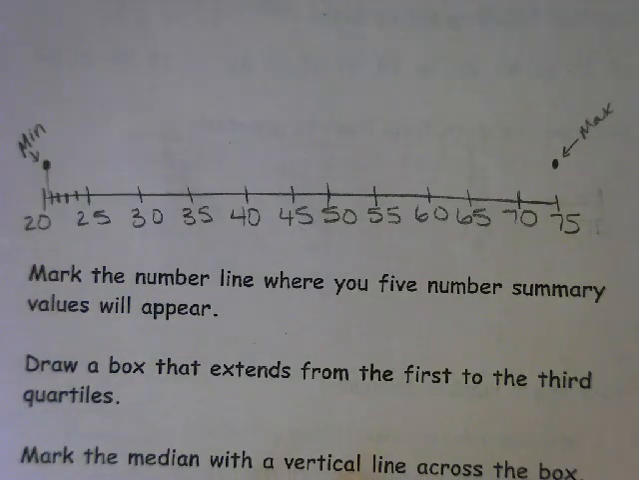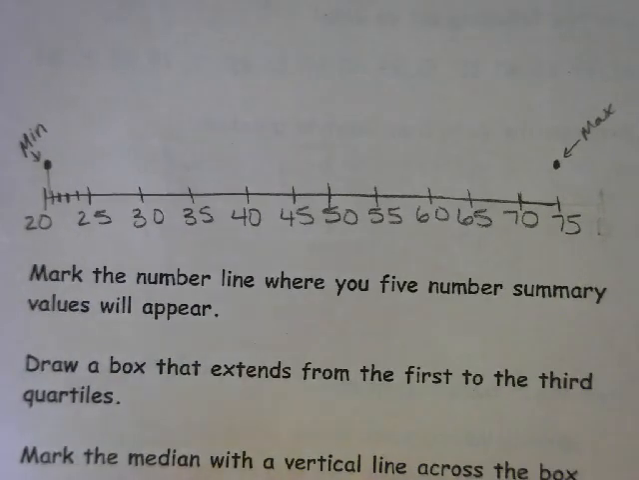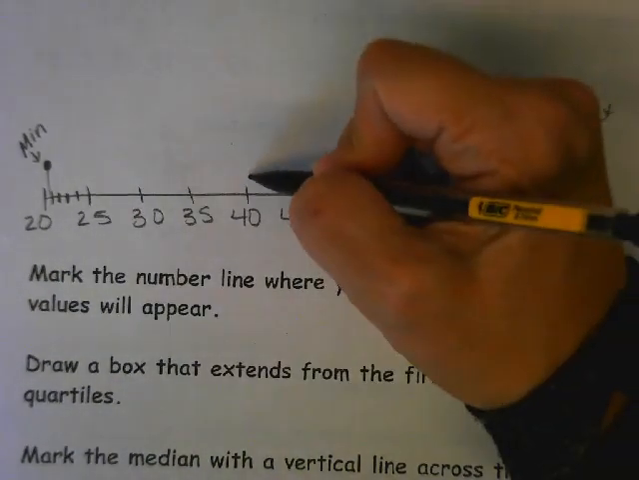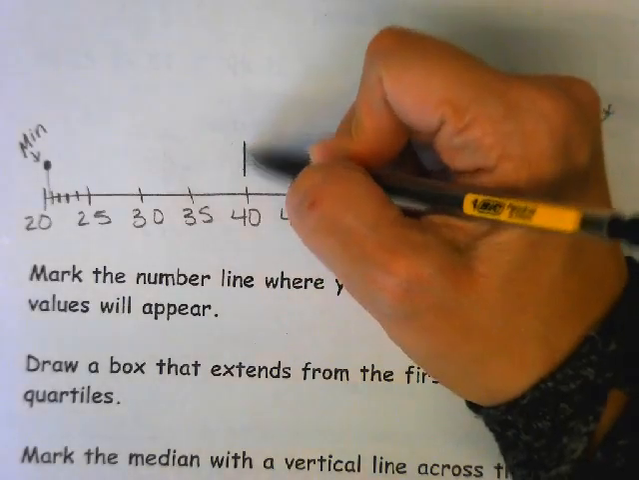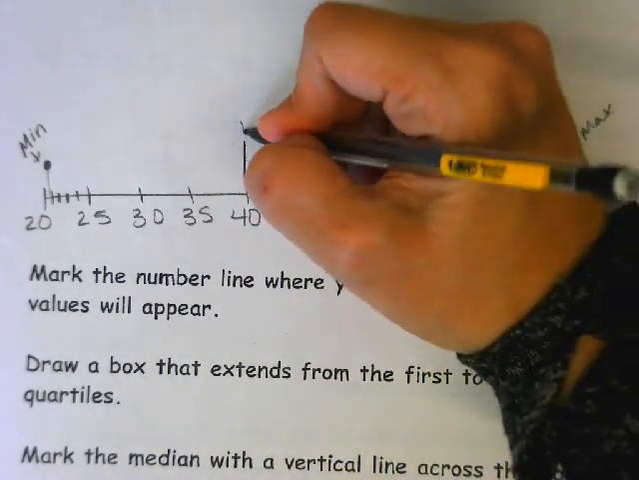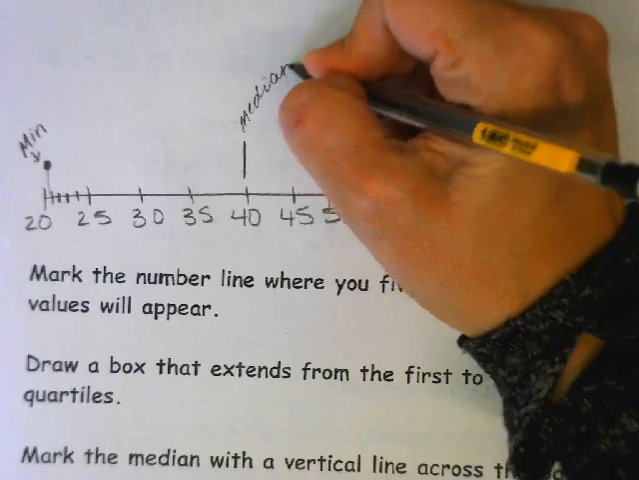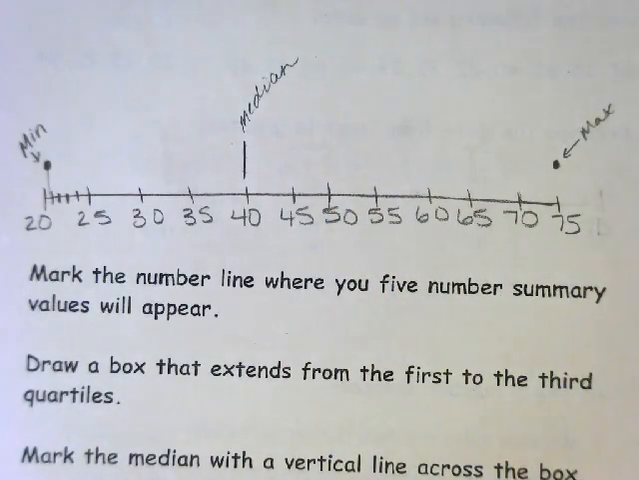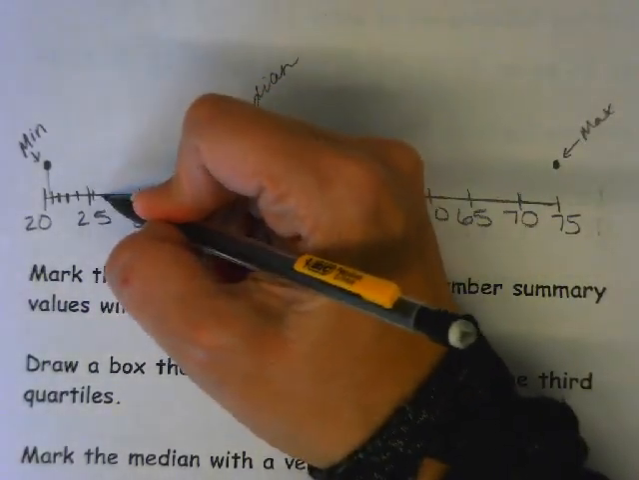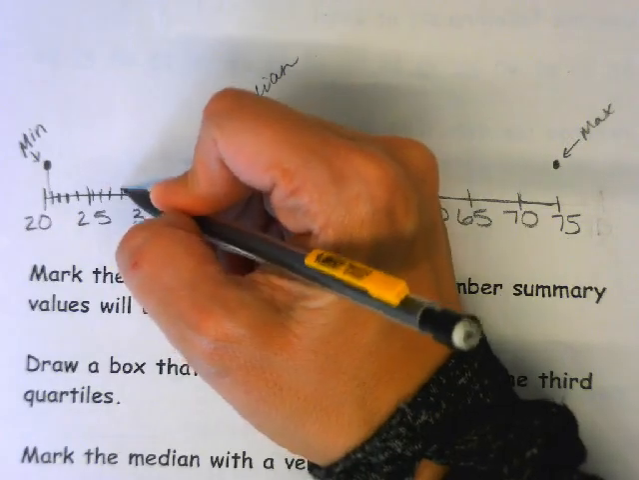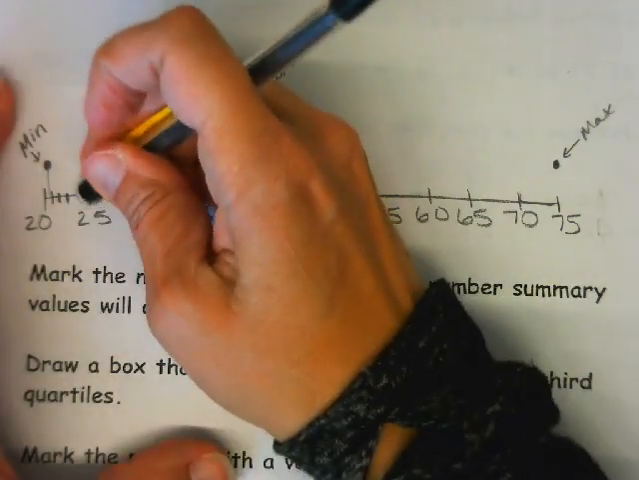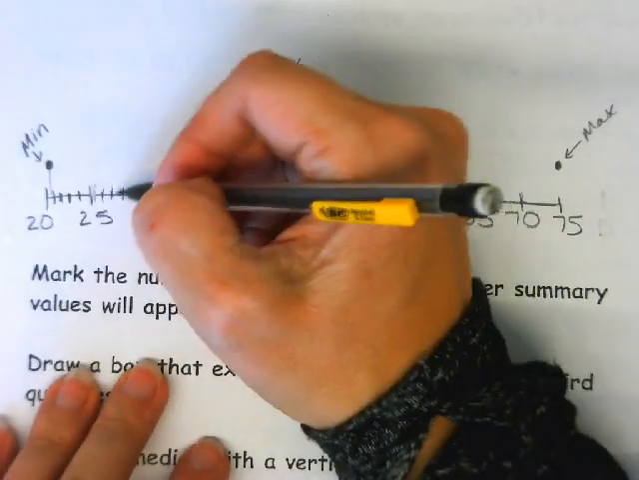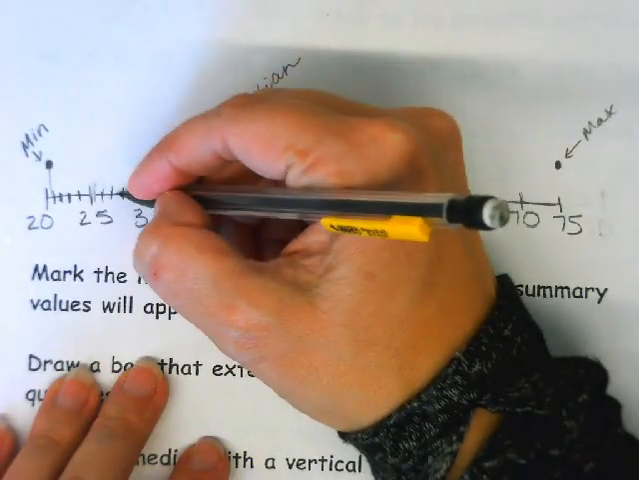And then our median was what? Our median? Look at your other, it was 40, right? So we're going to put a line at 40. What was our lower quartile? 28.5, right? 26, 27, 28. I didn't space those very well. 26, 27, 28, 29. So 28.5.